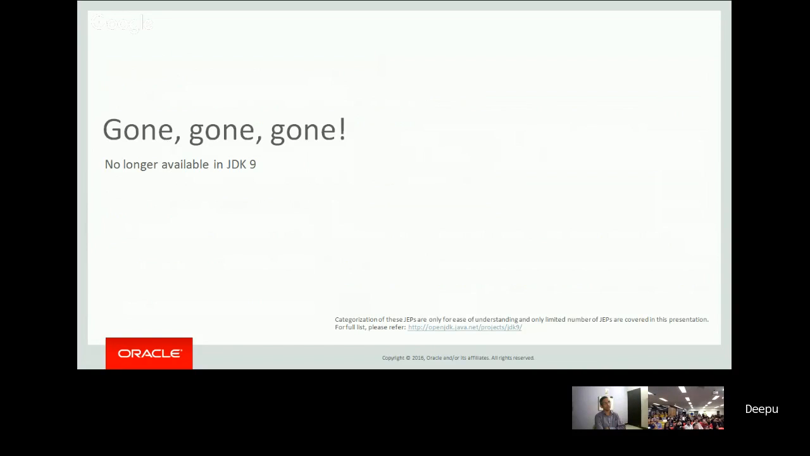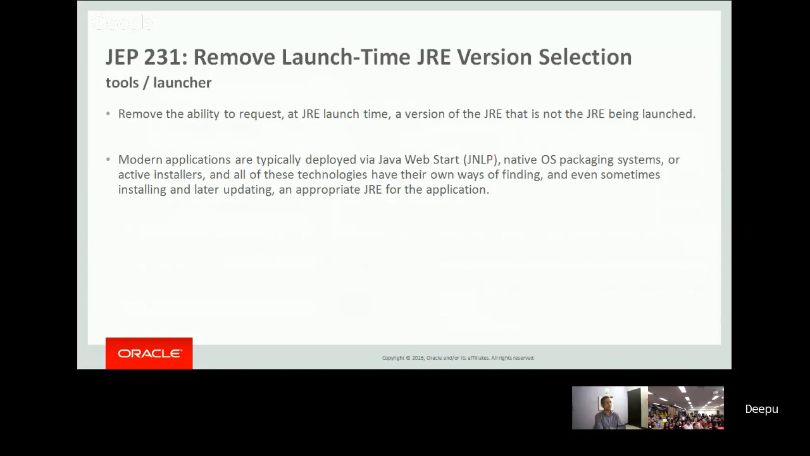Now, these are the features we don't have in Java 9. We have removed the launch time JRE version selection. If you remember, in your archives, in your jar files, you might have something like: launch this jar file with this particular version, or 1.6 plus, stuff like that. Now that is not going to work. If you are doing it from the command line, it will throw an error.